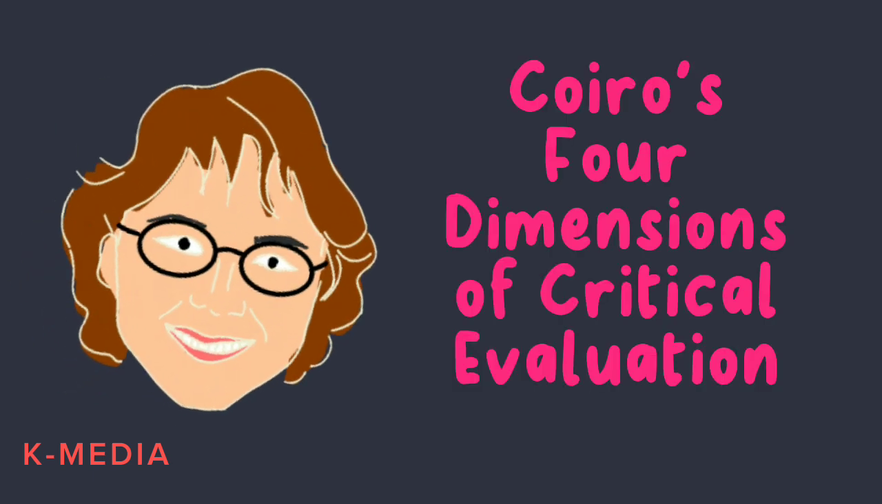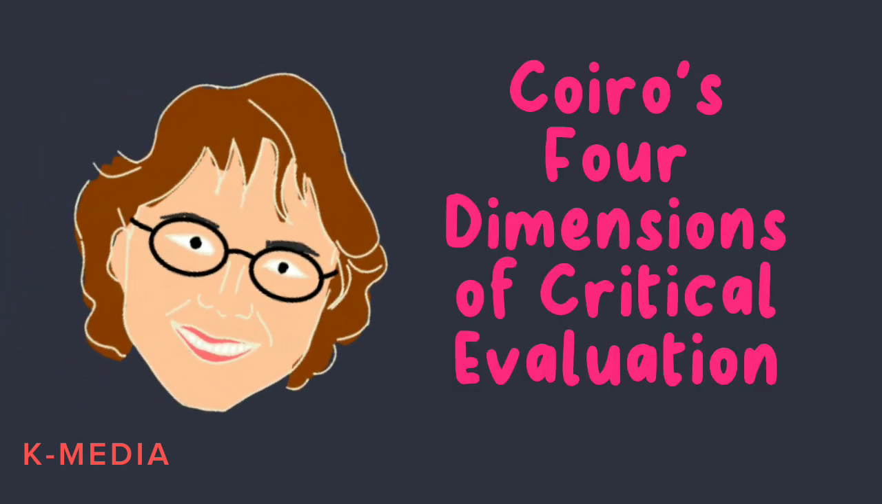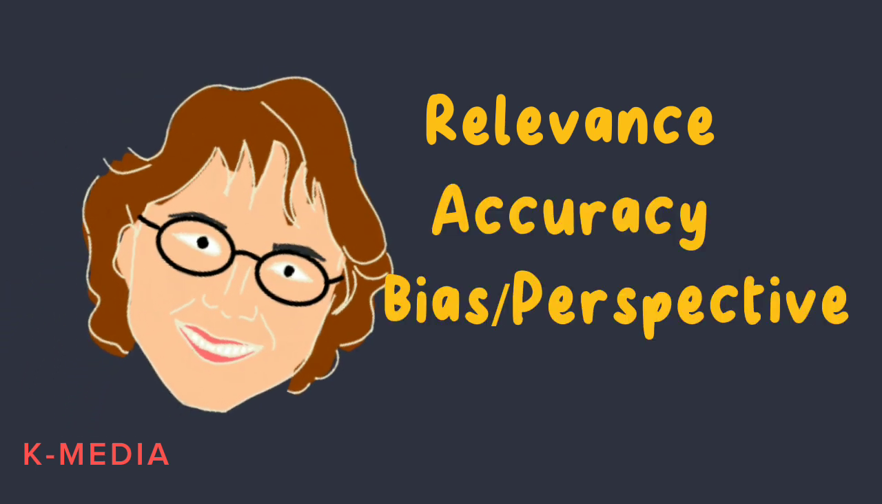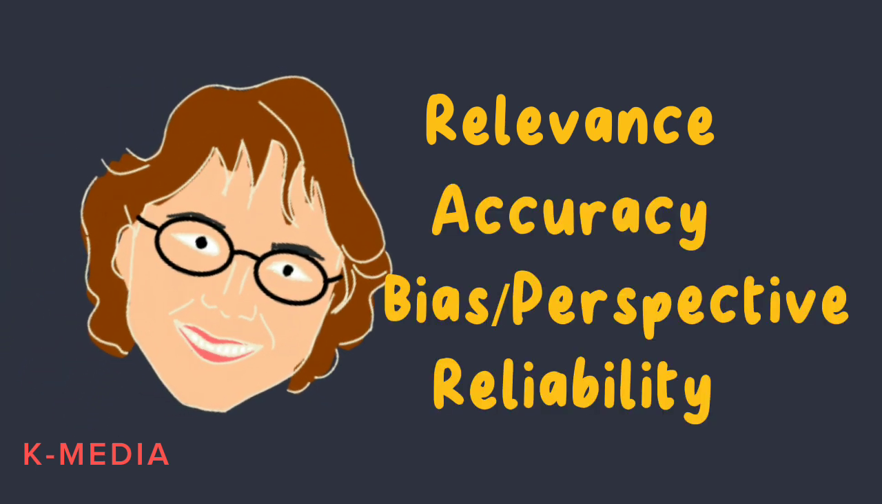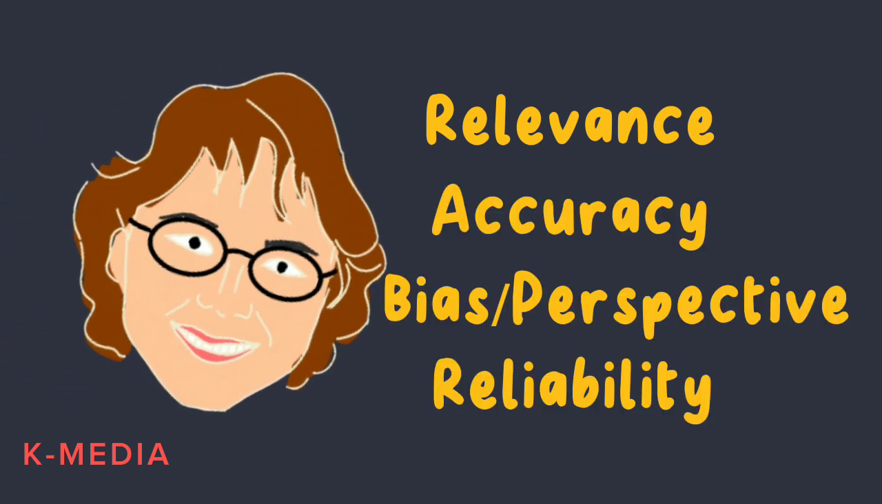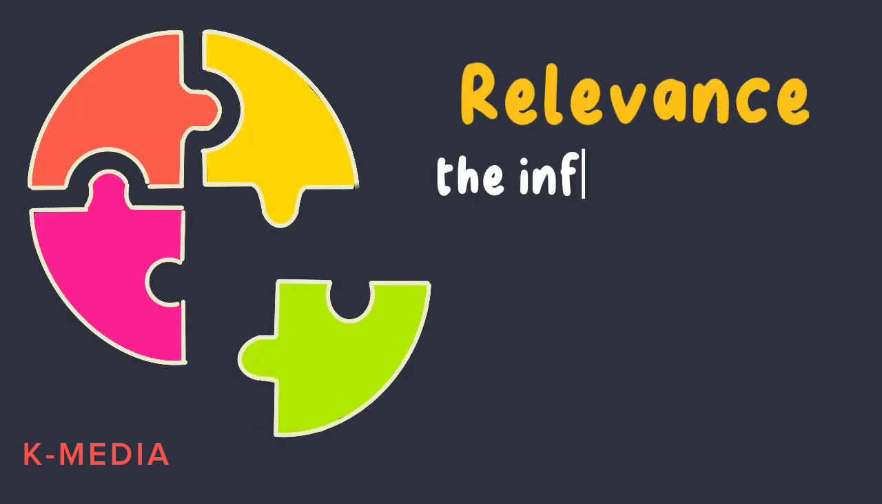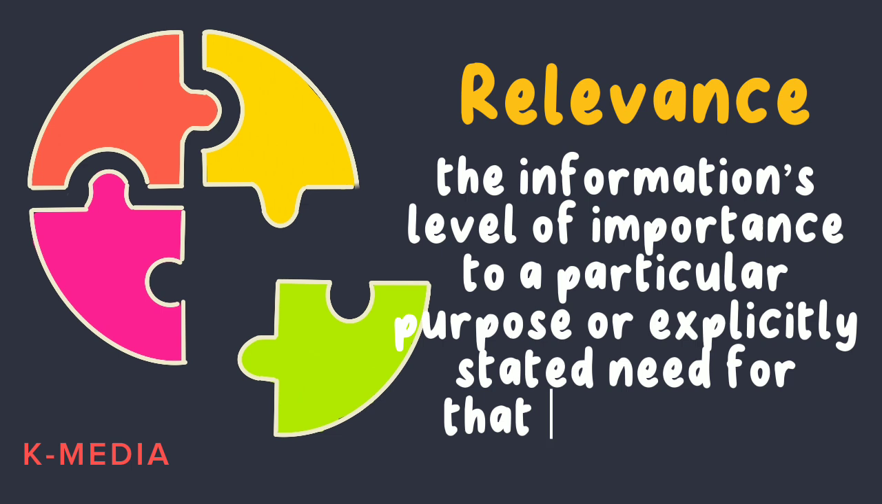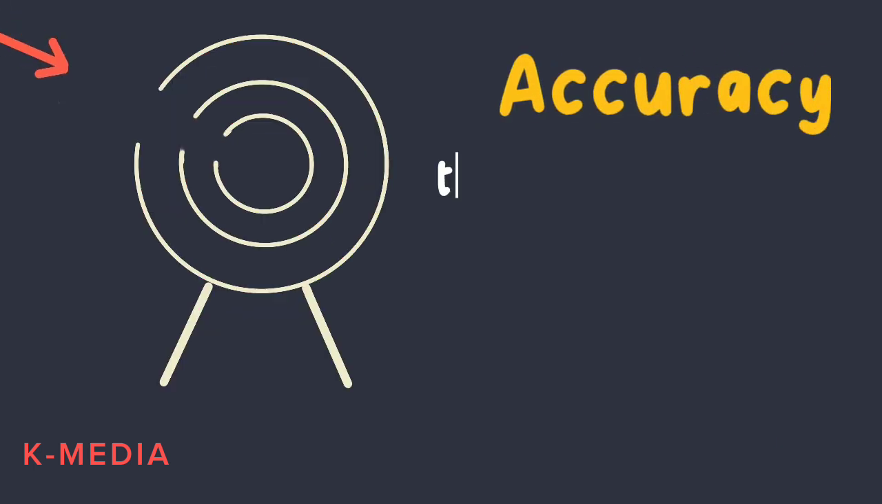Here are the 4 dimensions of critical evaluation, namely relevance, accuracy, bias or perspective, and reliability. Relevance is the information's level of importance to a particular purpose or explicitly stated need for that information.